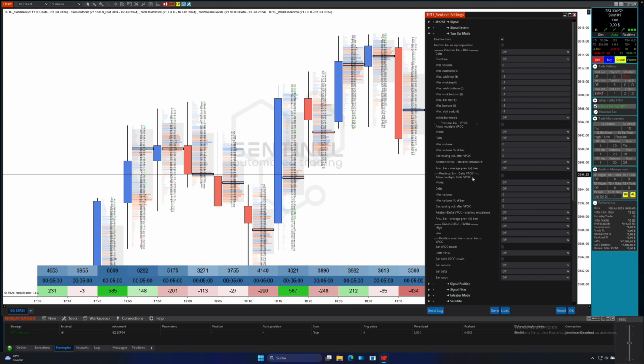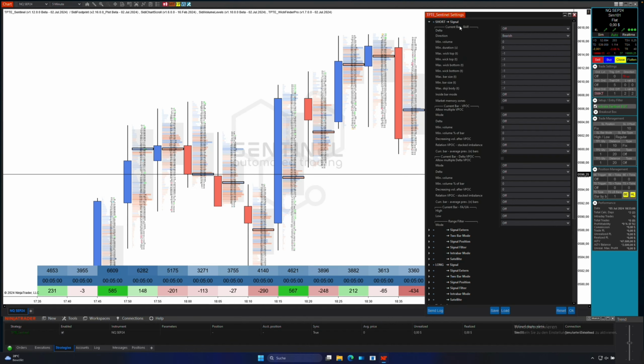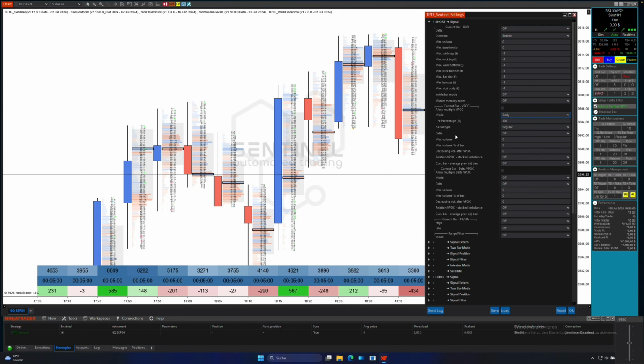The same options that we have in the signal section are also available here, so we can look at two bars together. If we now want to have a short signal at this position, we could configure it as follows. We start with the current bar, i.e. the red one here. This should be bearish, have the POC in its body. We already know that. We say here body. And then perhaps say that the delta should be positive. So this is fulfilled.